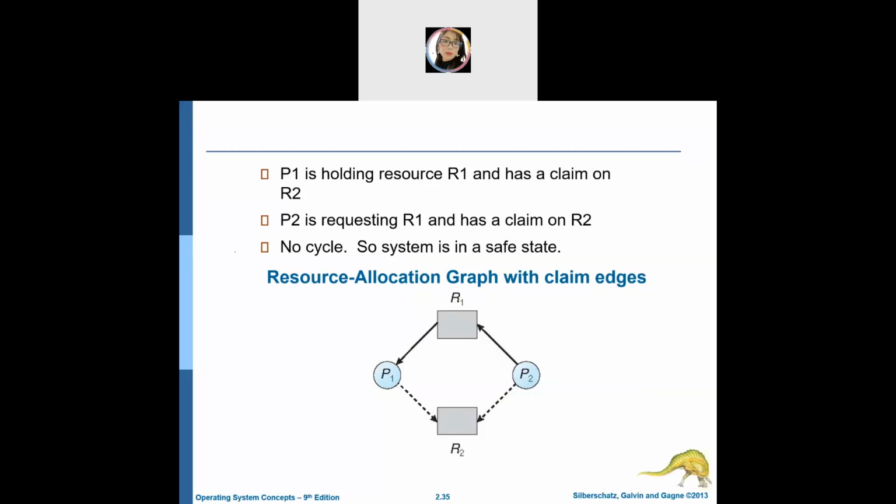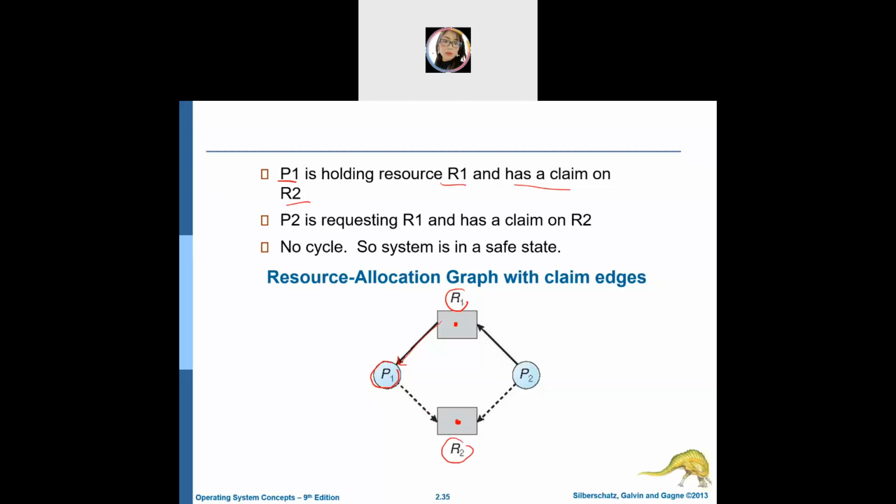So let's take a look at this. P1 now, you can see here, is holding the resource R1. Please bear in mind RAG has only one instance, and P1 has a claim on R2. At a similar time, it claims R2.